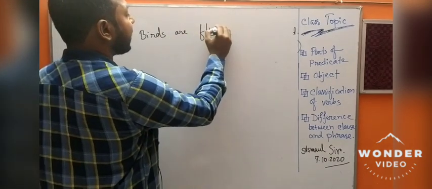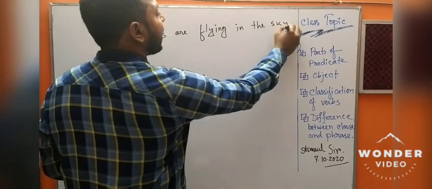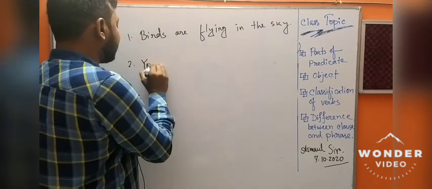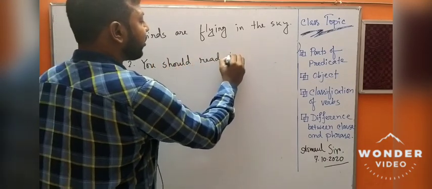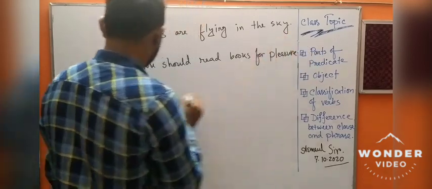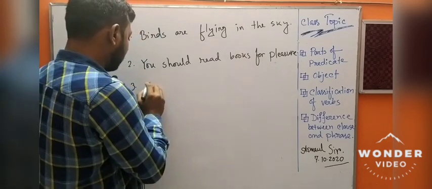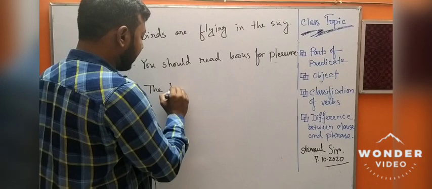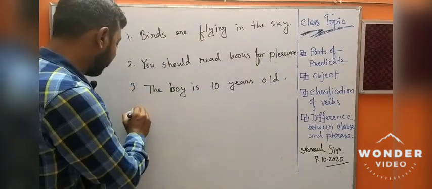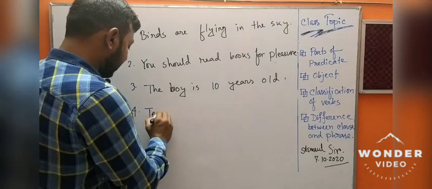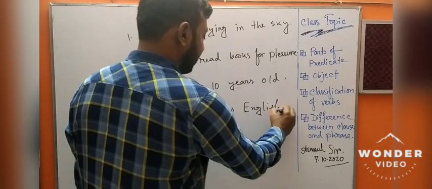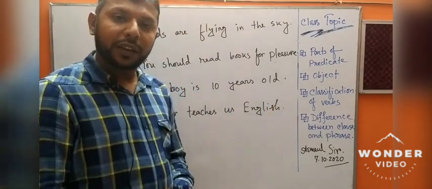Number one, birds are flying in the sky. Number two, you should read books for pleasure. Number three, the boy is 10 years old. Number four, teacher teaches us English. I have already written four examples. Look carefully, look at the board.